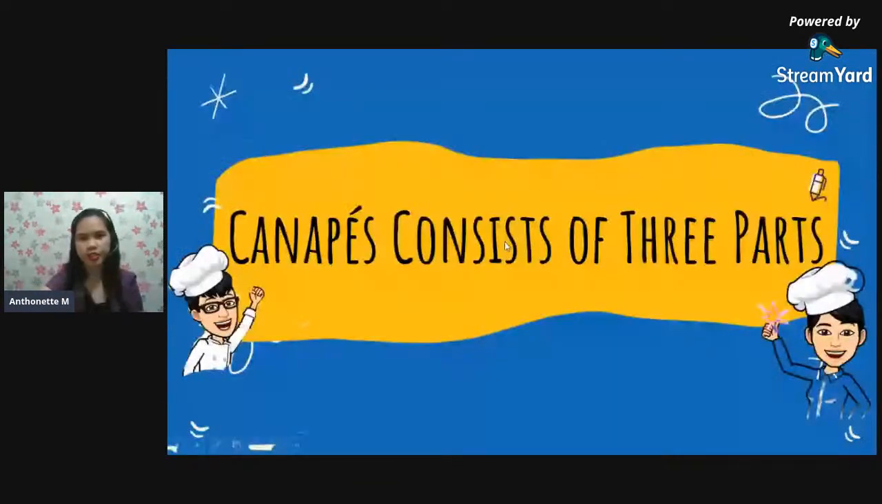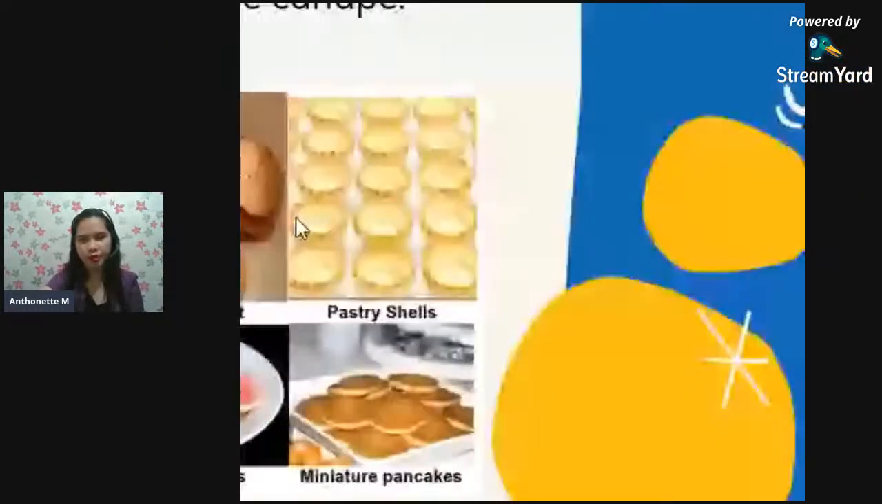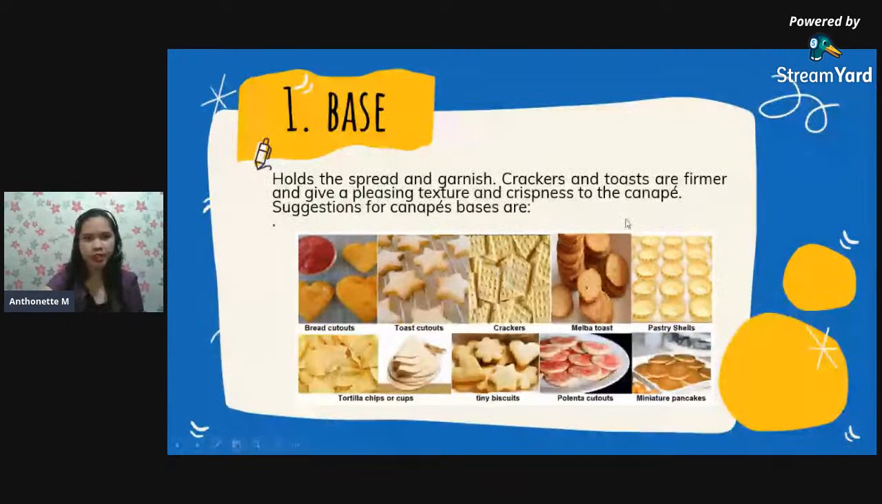So next, canapes consist of three parts. So dito natin matatakal yung three, okay? So the first one is the base. So yung base natin is the one that holds the spread and garnish. Okay? So ang base po siya yung nag-hold ng ating spread and garnish.